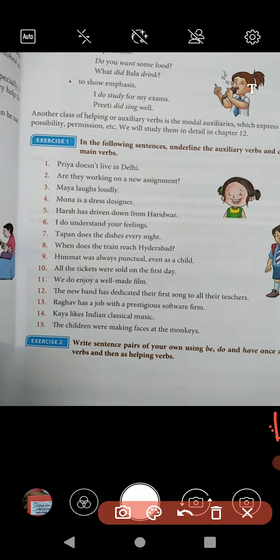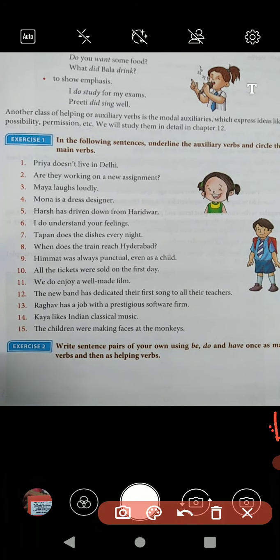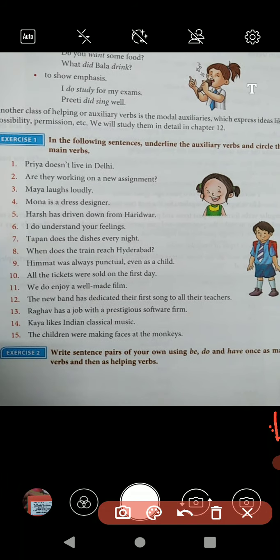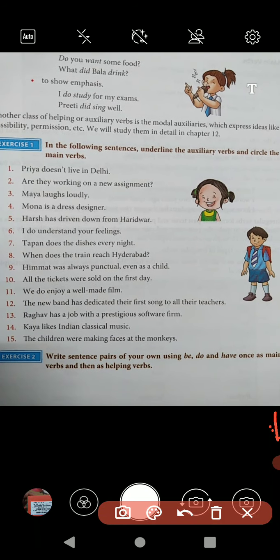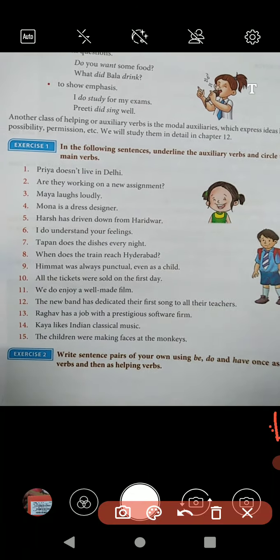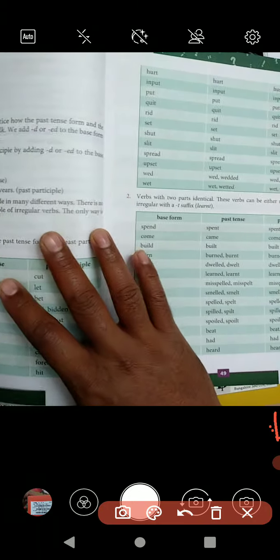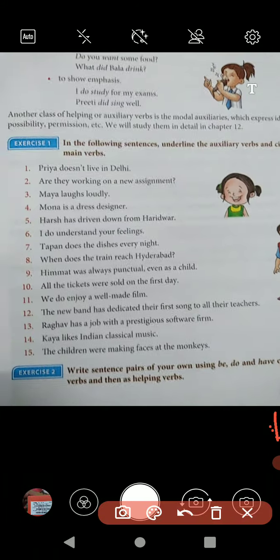Now we have another exercise. Write sentence pairs of your own using be, do, and have once as main verb and then as helping verb. So students, let us finish till here, till exercise 2, and we will continue tomorrow.